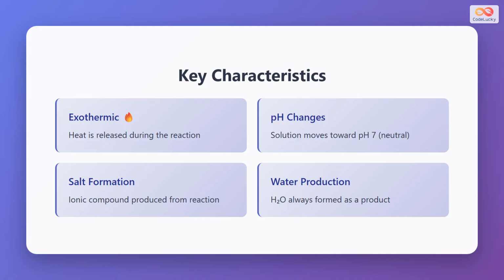Neutralization reactions have four key characteristics. First, they are exothermic, meaning heat is released during the reaction. You can often feel the container getting warm. Second, the pH changes as the solution moves toward pH 7, which is neutral. Third, salt formation occurs as an ionic compound is produced from the reaction. And fourth, water production always happens, as H₂O is always formed as a product in neutralization reactions.